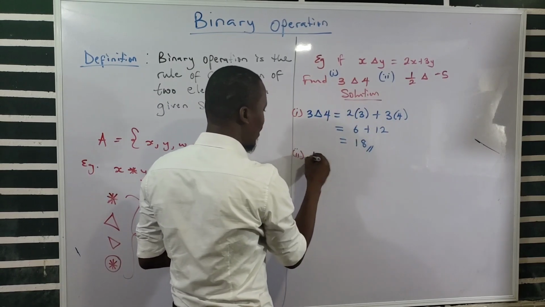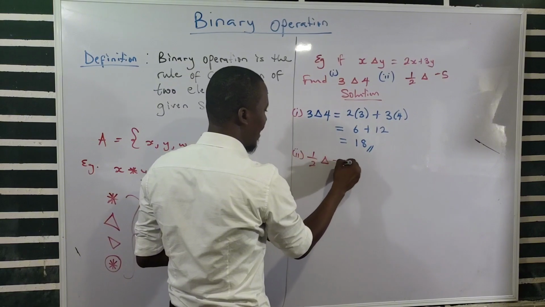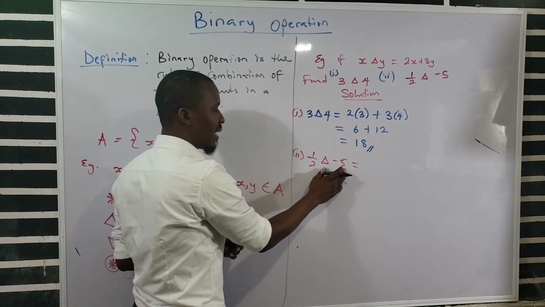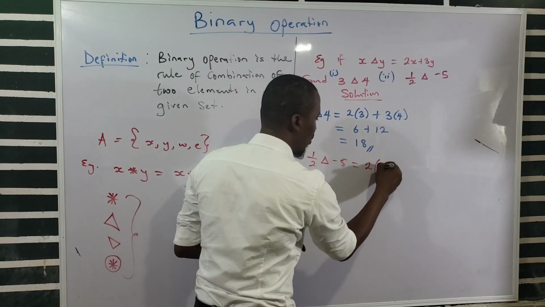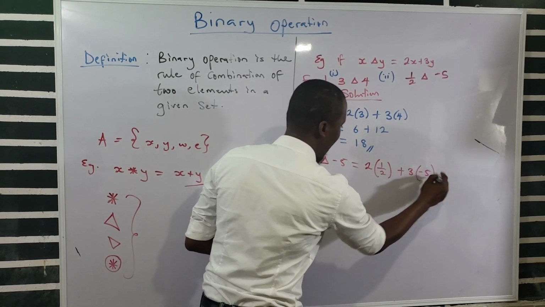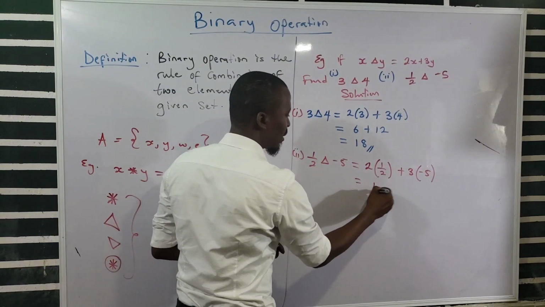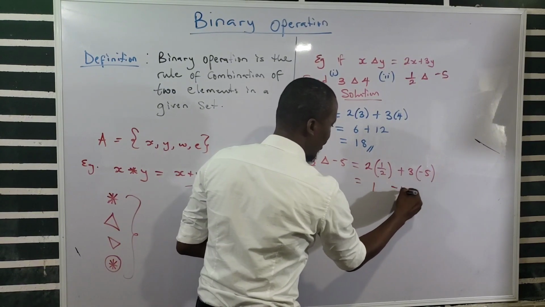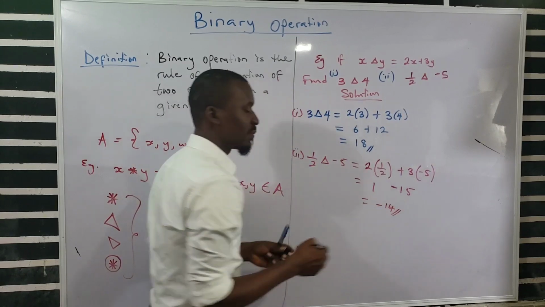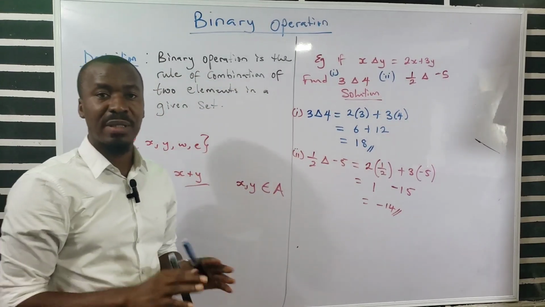You take the same way, 1/2 binary minus 5. This becomes the first element, while this becomes the what? Second element. So that will give us 2 into 1/2 plus 3 into minus 5. So this will give you 1. This will give you minus 15. So that will give you minus 14. So you are done. You can see how simple that is.